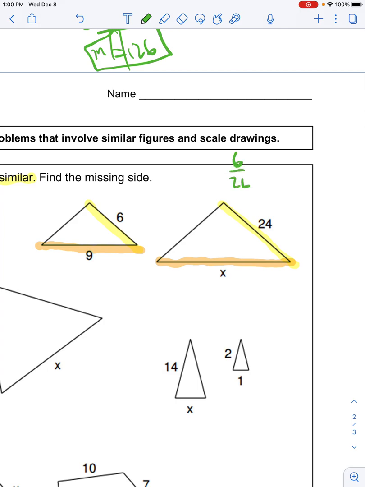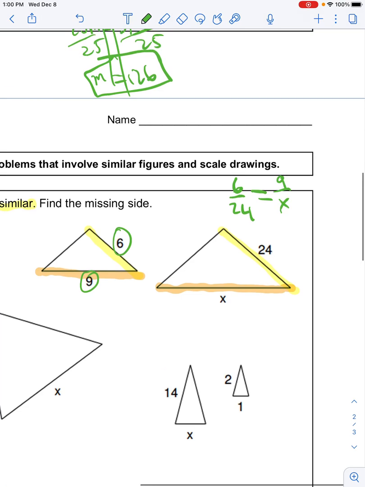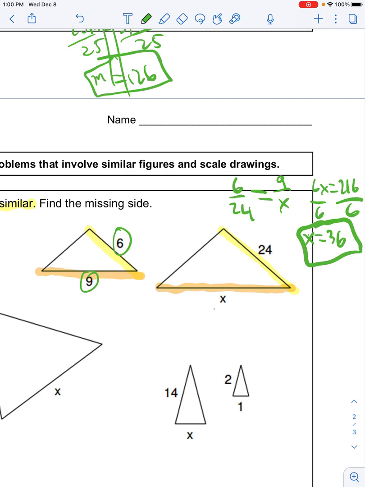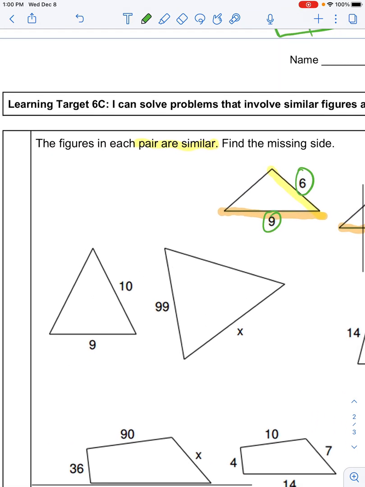So I'm going to set it up with my yellow sides on top. I'm going to say 6 over 24. And because 6 went first on top, I have to put 9 on top as well. And now it's just cross multiplying. So 6x equals 24 times 9, 216. And if I divide by 6 on both sides, I get x equals 36. So this answer is 36.